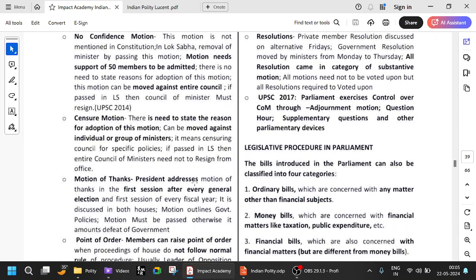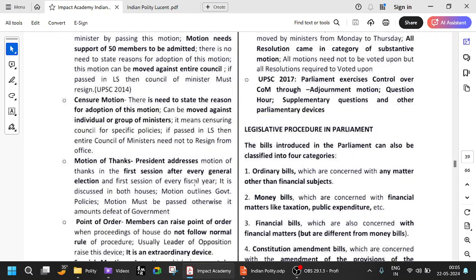So censure motion. There is a need to state the reason for adoption of this motion. It can be moved against an individual or a group of ministers. It means censuring the council for specific policies. If passed in the Lok Sabha, then the entire council of ministers need not resign from office. So in the case of a no confidence motion, they have to resign.